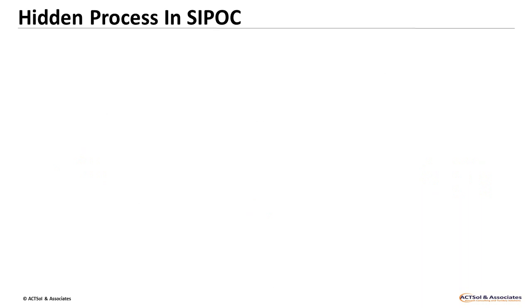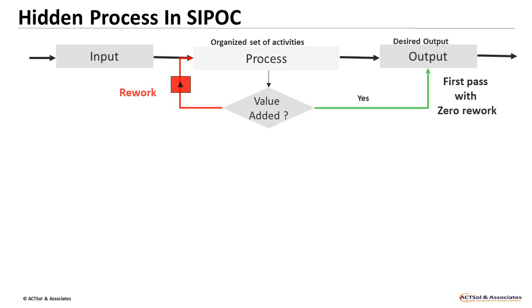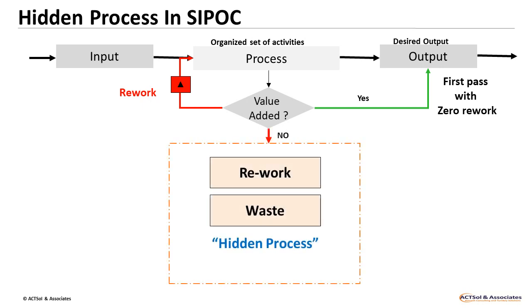Now, let us learn something about hidden process in SIPOC. We have studied the concept of a hidden factory in the overview phase of the course. This is similar to that. The goal of any process which is designed is to do it right the first time and every time. However, in real life, there is some amount of errors and repair or rework which happens in the process due to some weak links. Due to these weak links, it creates a non-value added or a hidden process.